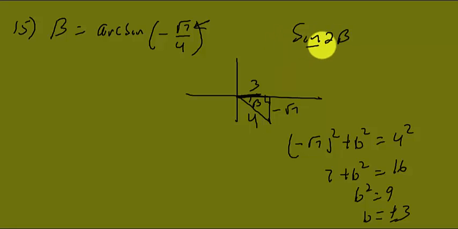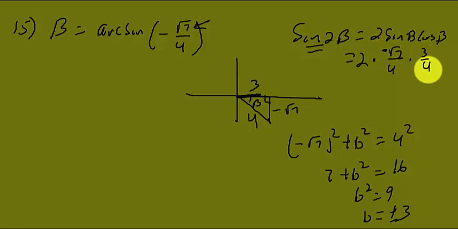Now we're going to find sine of 2b. Have to use a trig identity again. 2 sine of b times cosine of b, which means 2 times sine, which is negative rad 7 over 4, times cosine of b, which is 3 over 4. When I multiply everything out, I get negative 6 rad 7 over 16. There it is.